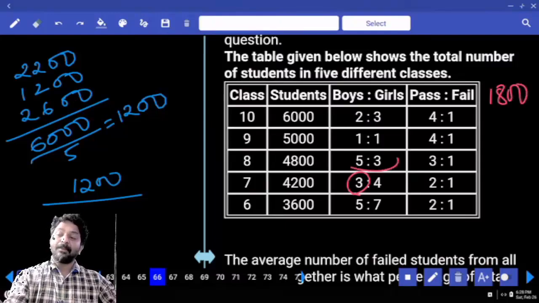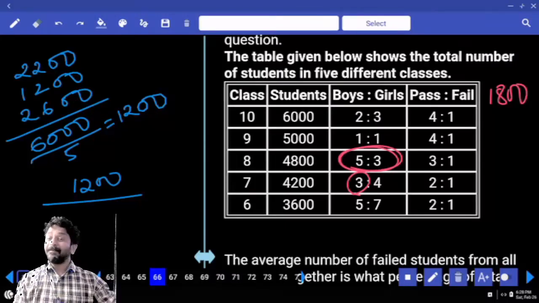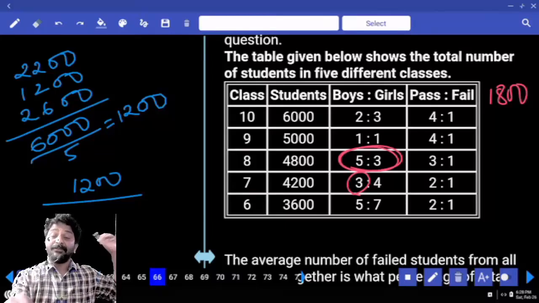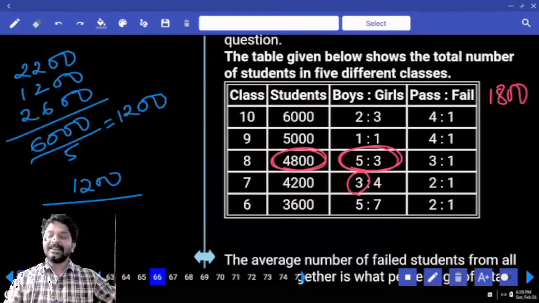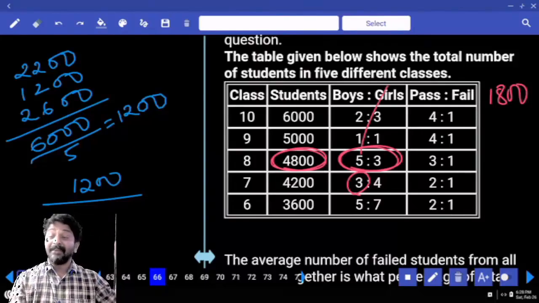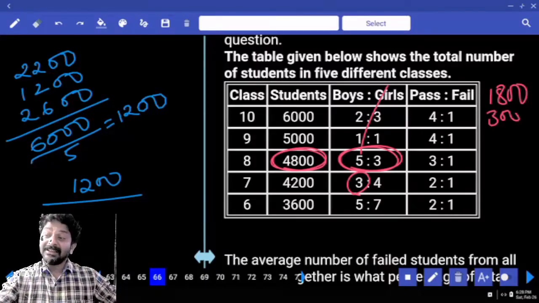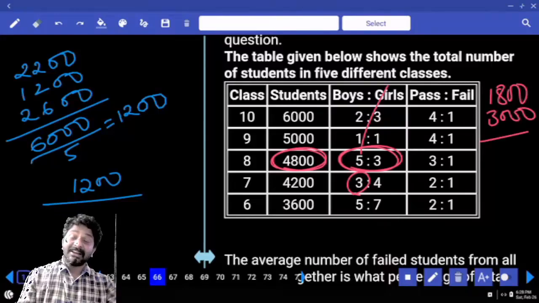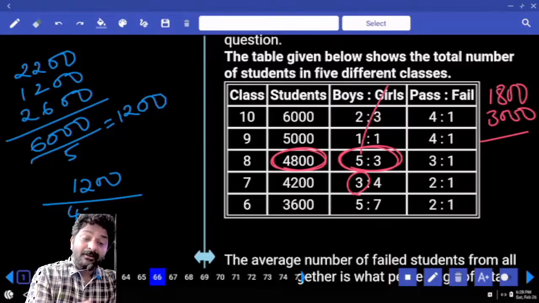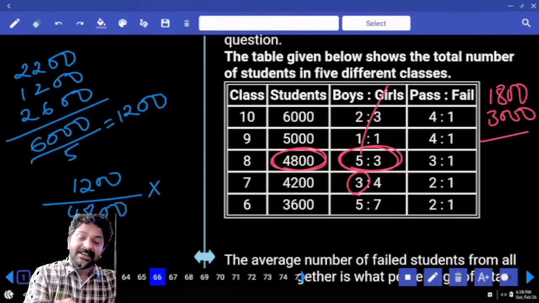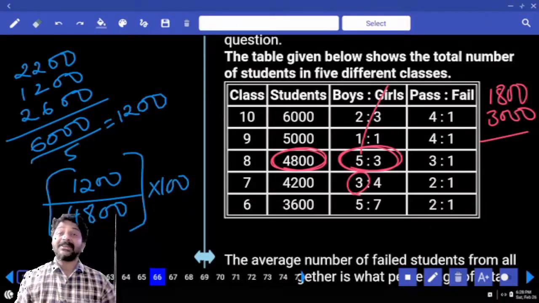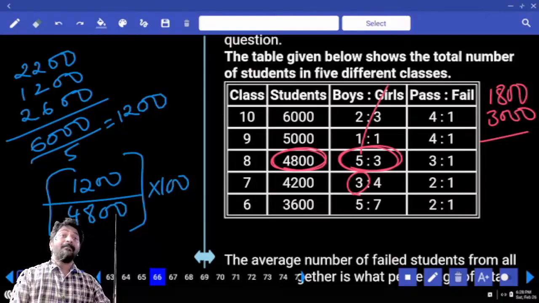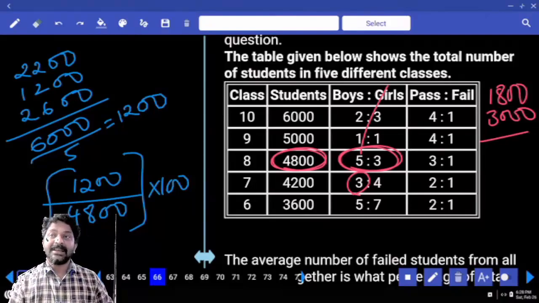Next, 8th class, boys and girls, total how many parts are there? 8 parts is equal to 4,800. 1 part is equal to 600. Boys are 5 parts. 5 into 6? 3,000. Then total boys from 7th and 8th class together? 4,800. Percentage, that is into 100 only. 1,200 by 4,800. Fractional value 1/4. 1/4 in percentage, 25%. Final answer.